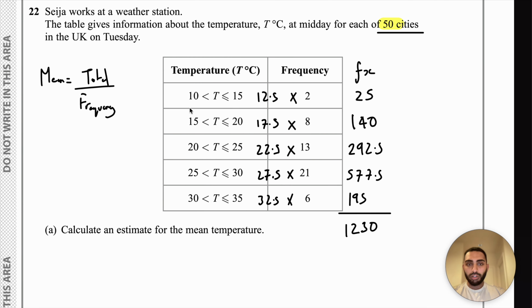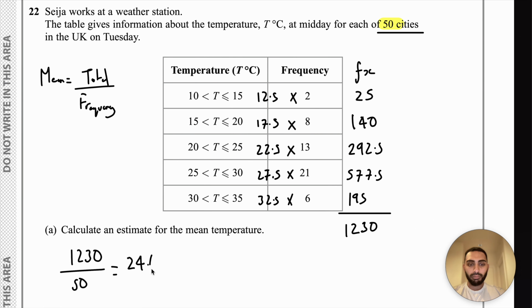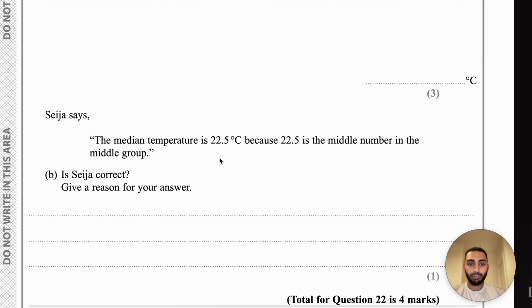Before I work it out, I'm just going to look where would an appropriate estimate for this be. I can see there's quite a few around here, these 13 and this 21. So that means my answer should be somewhere between 20 and 30. So let's take our total, which is 1,230, divide it by our frequency, the total number of cities, which is 50. Type that in, 1230 over 50, which is 24.6. That matches up with our estimate, so it looks like an appropriate answer. If you get an answer smaller than 10 or greater than 35, that means you've done something wrong.